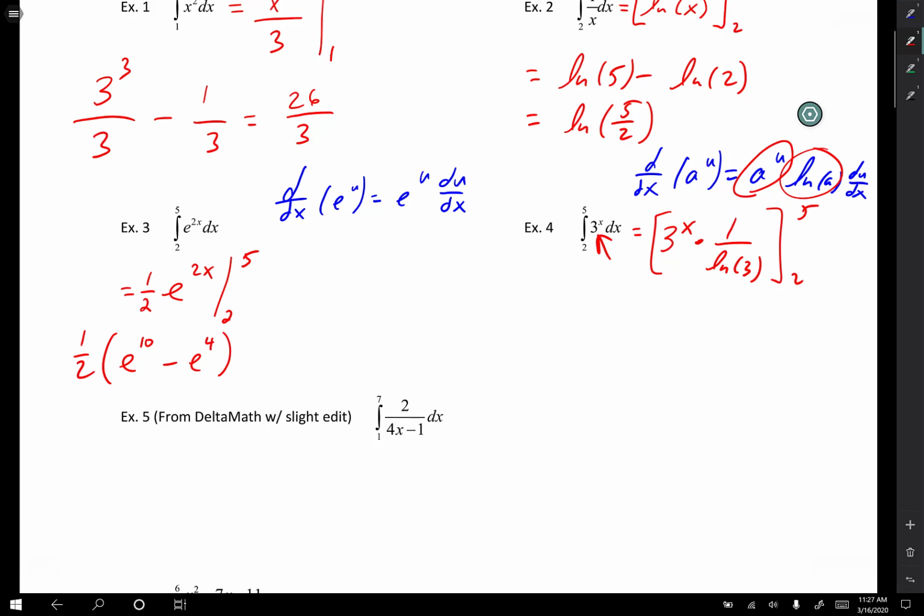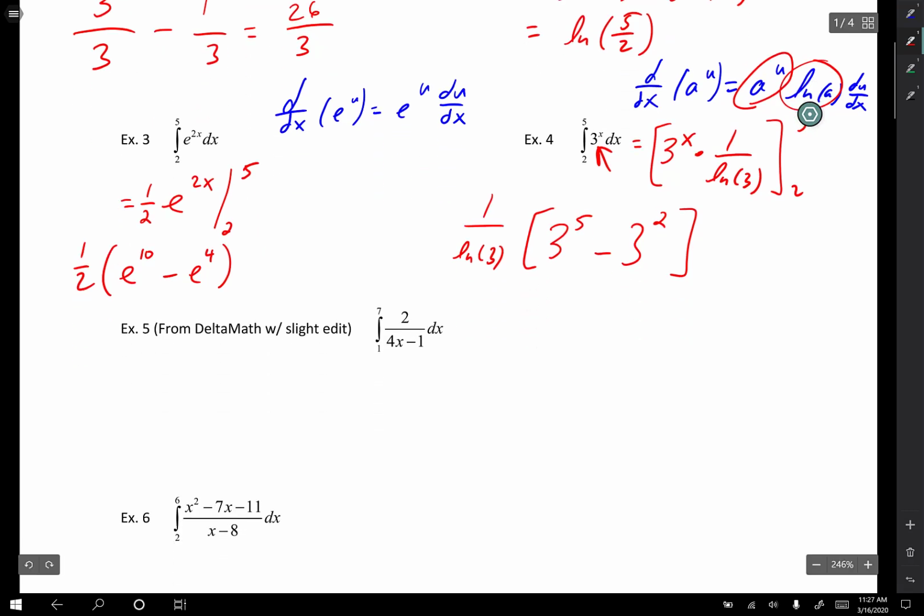All right. I'm going to plug in a 5. I'll plug in a 2, but I'm going to factor out the 1 over ln of 3 because both terms are going to have that. 1 over ln of 3. And if I plug in a 5, I'm going to have 3 to the power 5 minus 3 to the power 2. And I'm going to leave it like that. And that's it.